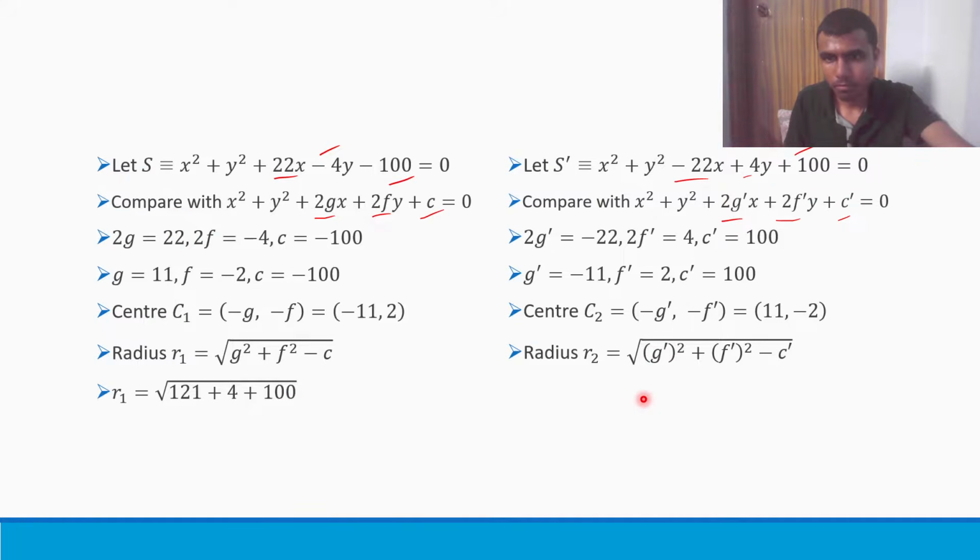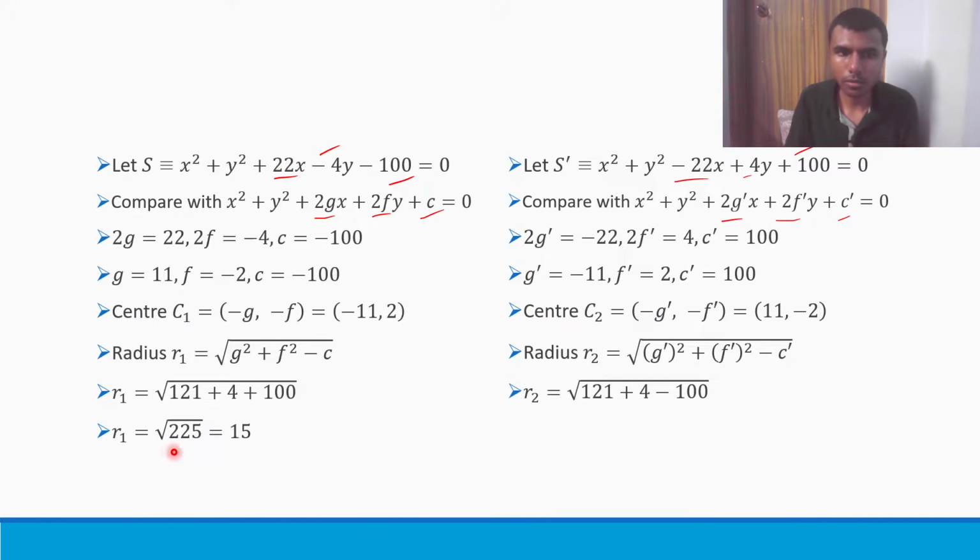Likewise r2. Under root minus 11 whole square is 121. 2 square is 4. Minus c dash minus 100. Okay, now so 121 plus 4, 125, 125 plus 100 is 225. So this r1 is under root 225, which is 15, because 225 is 15 square.